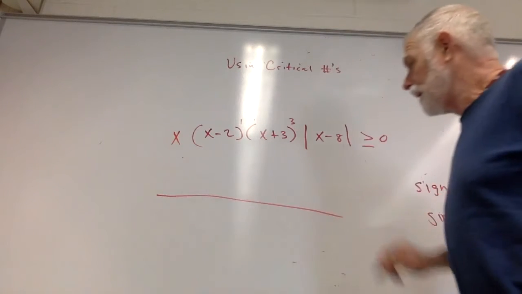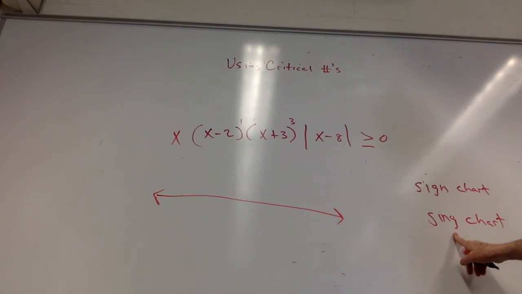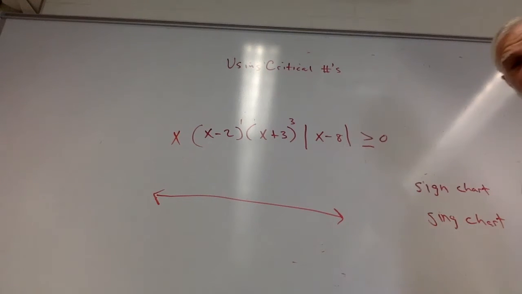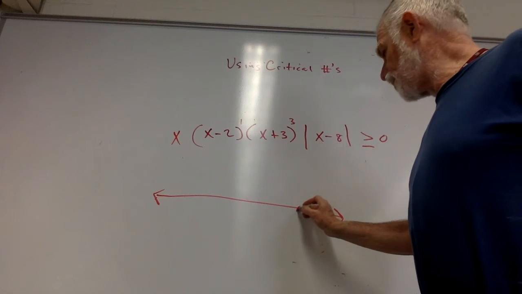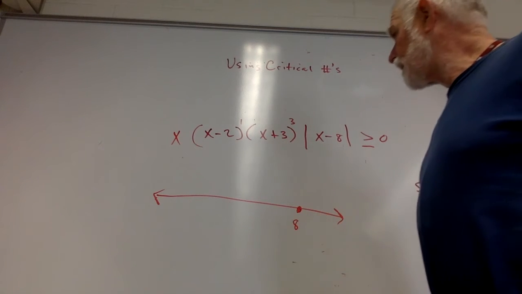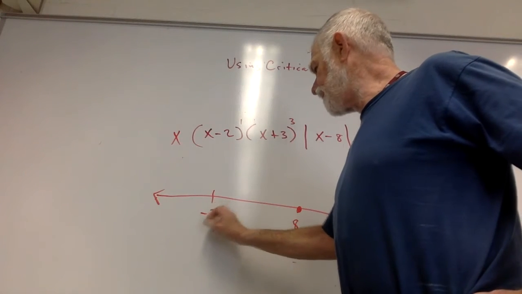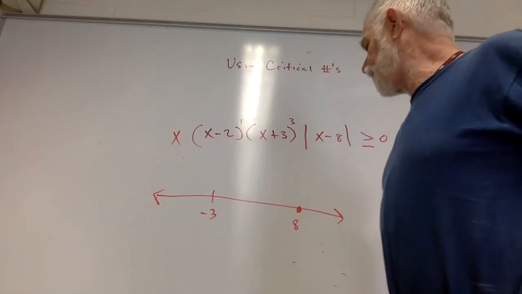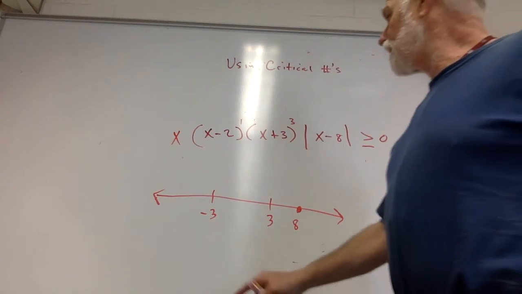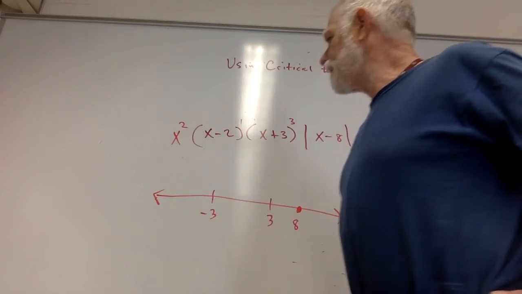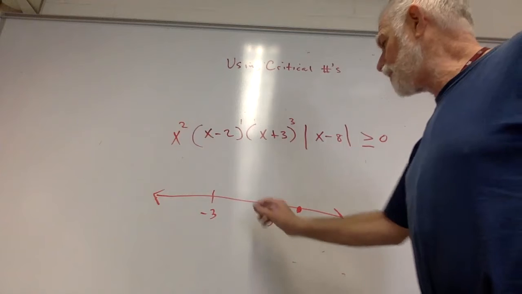So we're going to put them on a sign chart first, right? Or you can think of it as a sing chart. I want those critical numbers singing to you. I want the number 8 singing to you. I'm going to put a dot there. I want the number -3 singing to you. I'm going to put a dash there. I want the number +3 to sing to you. I'm going to put a dash there. And I want the number, let's make this x squared. If you put a 0 and 0 squared, 0. I'm going to put a dot there.